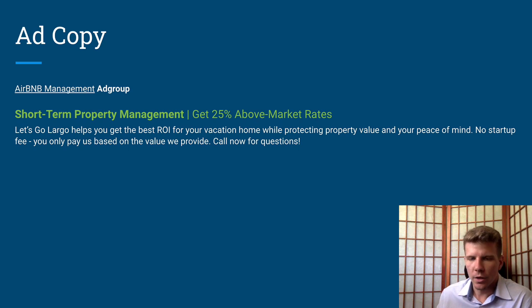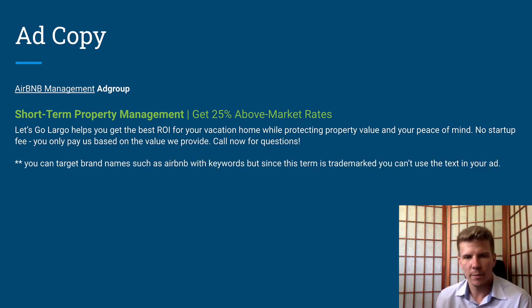That's the next step. So I like adding in a next step that is pretty low investment. You could test different descriptions as well with different endings. Rather than call now for questions, you could say get a free rental analysis here, something like that. Just want to note too, once again, that I'm not using Airbnb management in the text here because this is a trademarked term. You can bid on the keyword, you just can't use that keyword in your ad text.